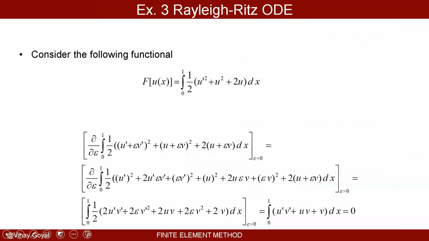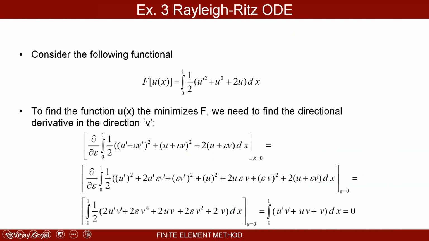Example 3. Let's consider this functional that you see here above. Let's find u that minimizes f. Again, same procedure. Take u, and anywhere you see u, put u plus epsilon v. Anywhere you see that. And then expand it very nicely.